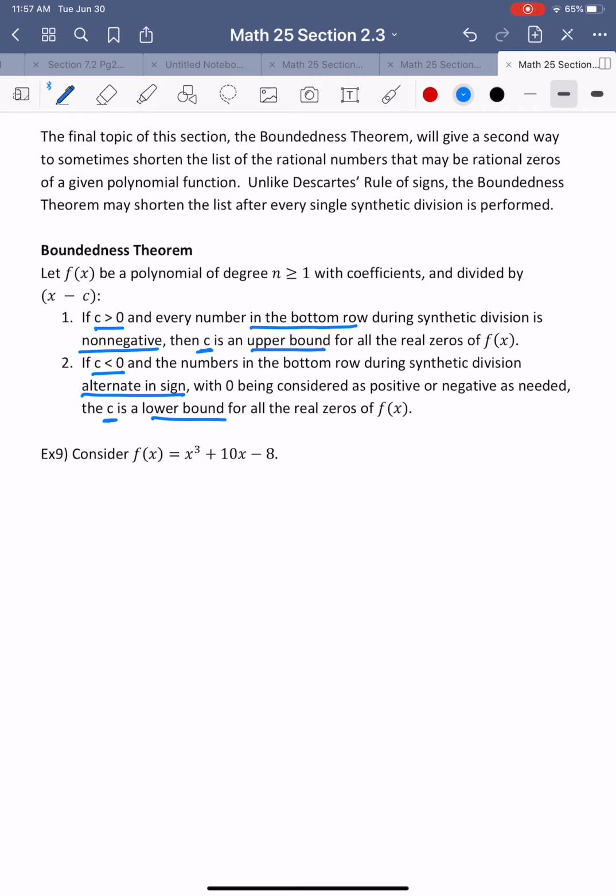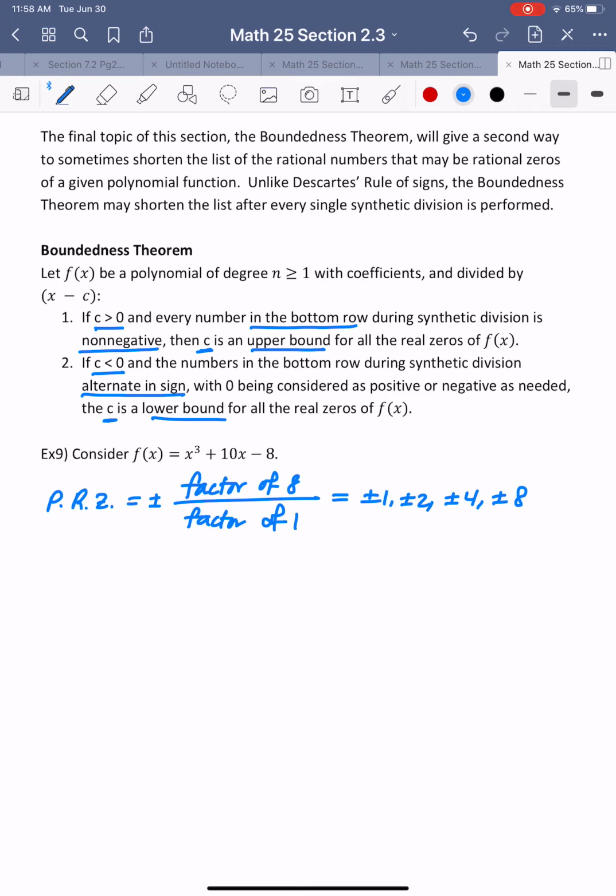Okay, so consider f of x equals x cubed plus 10x minus 8. The possible rational zeros, by the rational zero theorem, are plus or minus the factors of 8 over the factors of 1, so we got 1, 2, 4, and 8. Okay, so let's find the upper bound.